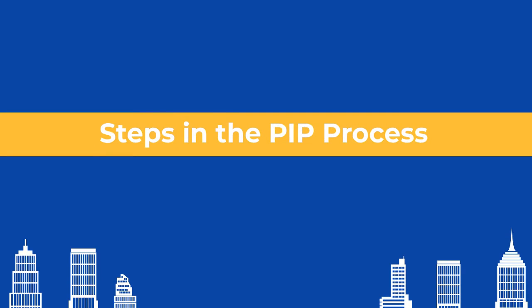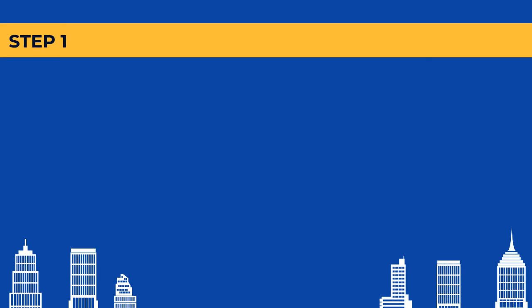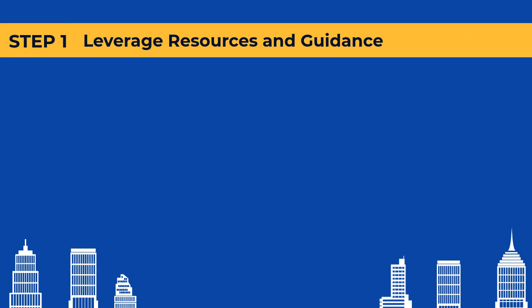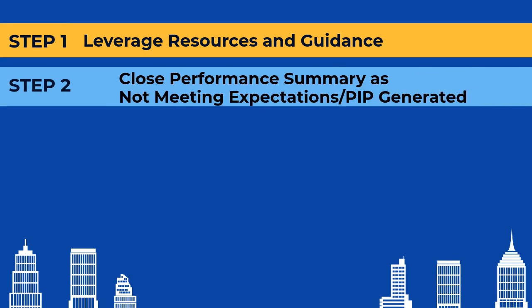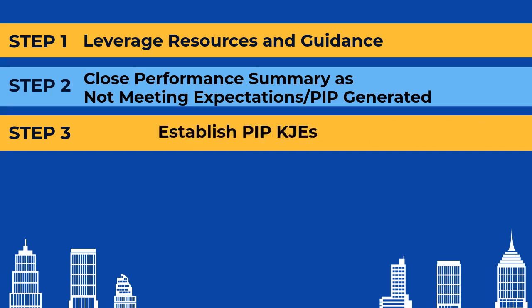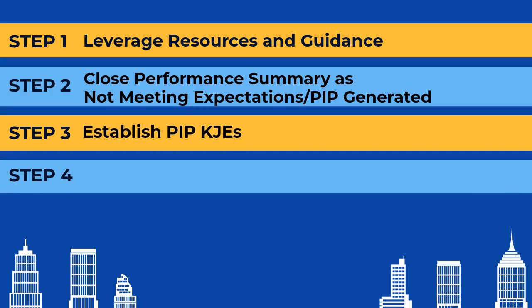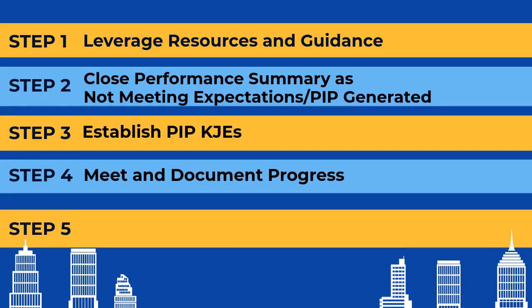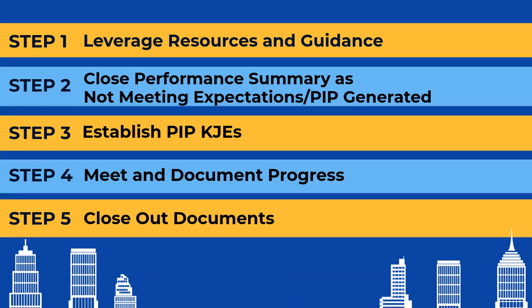There are several steps to guide supervisors through the PIP process. Step 1. Leverage resources and guidance. Step 2. Close performance summary as not meeting expectations, which generates a PIP. Step 3. Establish PIP KJEs. Step 4. Meet frequently and document PIP progress. Step 5. Close out the PIP documents. We will cover each step in more detail.